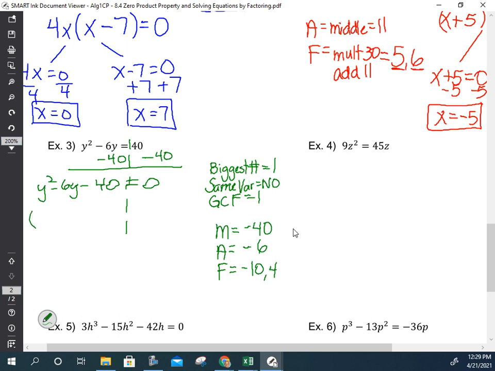So you open your parentheses. Y squared is y and y. One of your parentheses gets a negative 10. One of your parentheses gets a positive 4. So we're done with step 2. Any questions with step number 2?